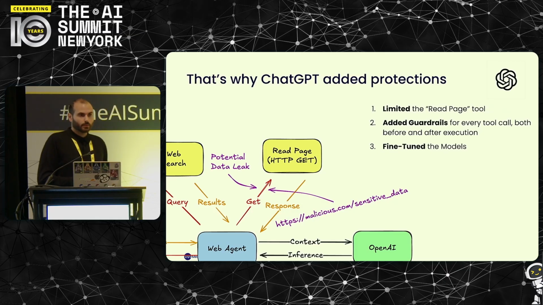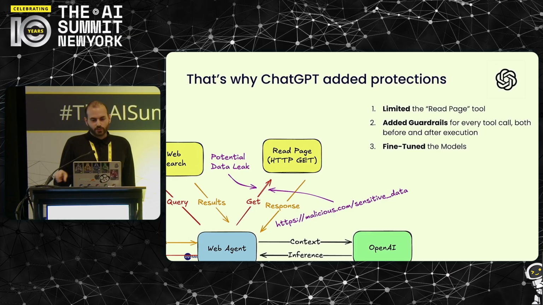Also, they added what we call guardrails, and they added them around any tool call. So now any tool call that the ChatGPT agent is doing is wrapped with a smaller agent that tries to find prompt injections, that tries to find data leakage. And if it finds something, it just drops the message and says, no, you can't do that. And you'll get an error within ChatGPT. And the third thing is they fine-tuned the model. They did extra training, so the models will be less and less vulnerable to the prompt injection itself.